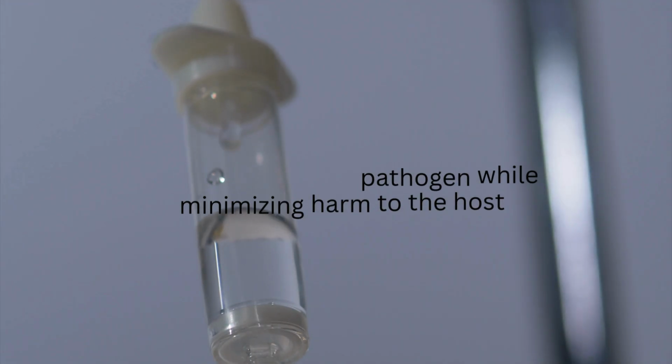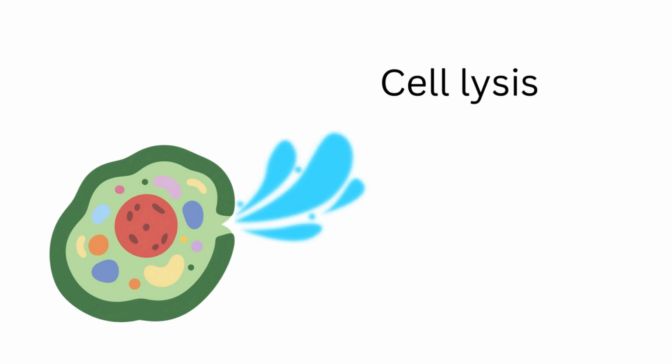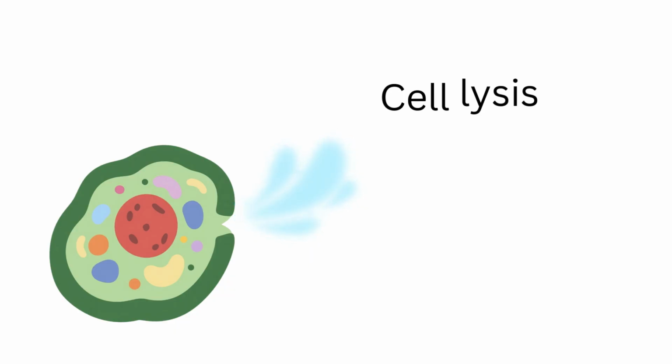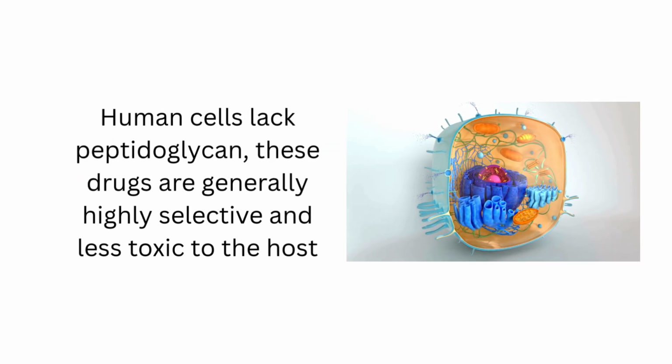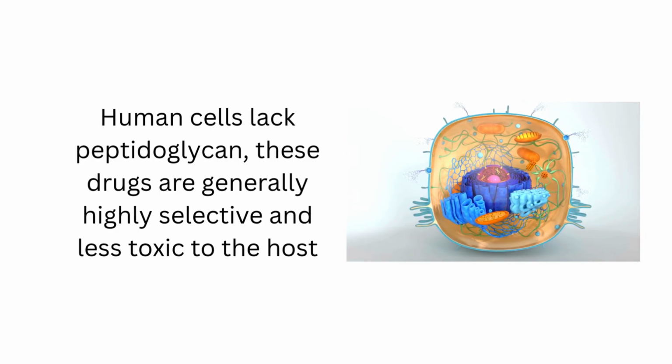Cell wall targeting drugs such as beta lactam antibiotics inhibit the cross linking of peptidoglycan, a critical component of bacterial cell walls. Without proper cross linking, the cell wall becomes structurally weak and unable to withstand osmotic pressure, leading to cell lysis. Because human cells lack peptidoglycan, these drugs are generally highly selective and less toxic to the host.